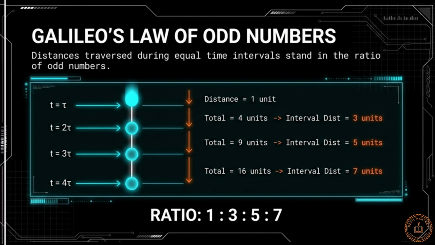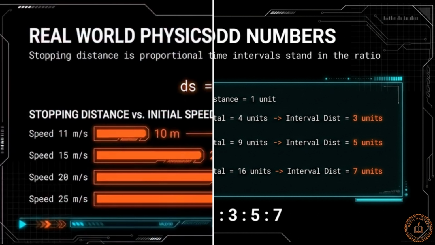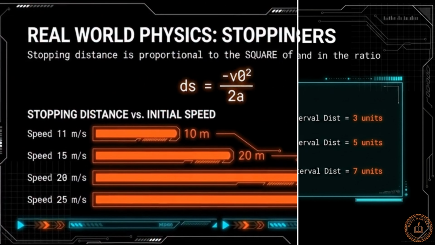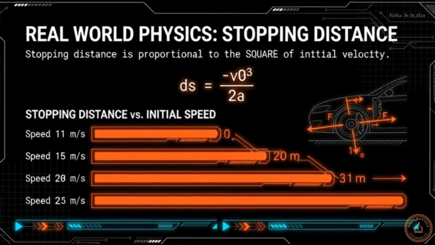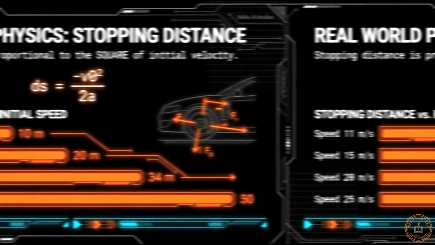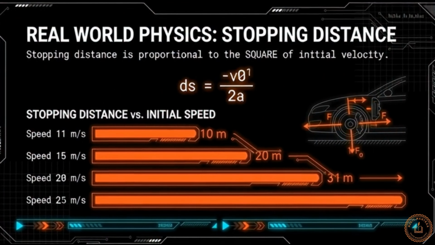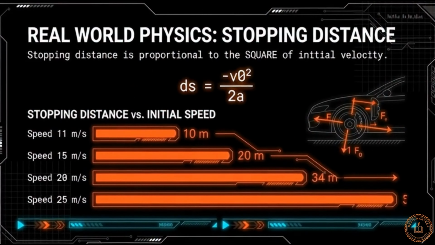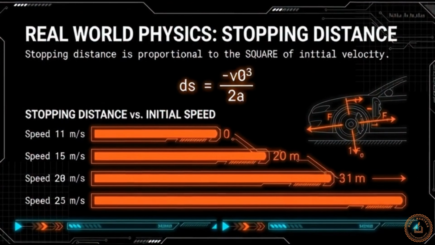Okay, let's bring this back to something we can all relate to. Driving. Here's a question for you. If you double your speed, say from 11 meters per second to 22, what happens to the distance it takes you to stop? Does it double? Triple? What do you think?